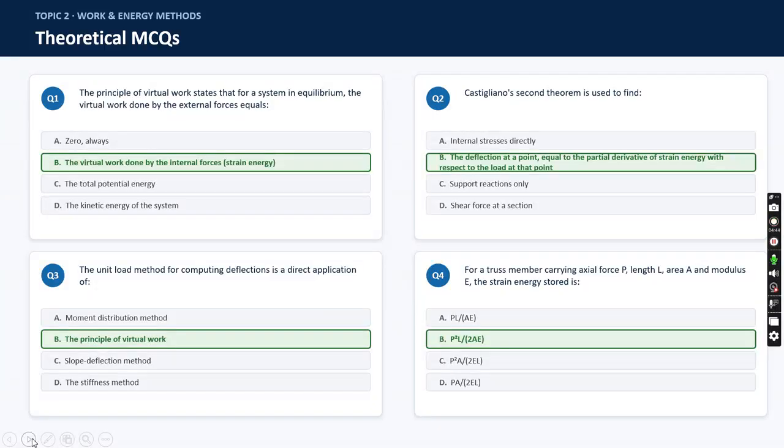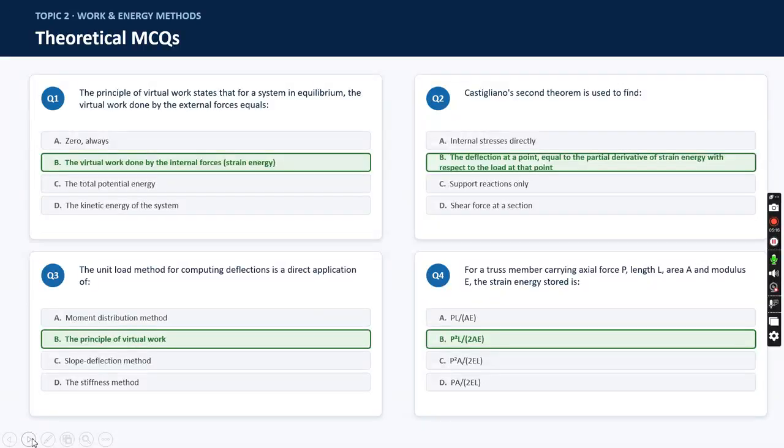Castigliano's second theorem is used to find the deflection at a point, equal to the partial derivative of strain energy with respect to the load at that point. Option B is the correct answer. The unit load method for computing deflection is a direct application of the principle of virtual work. Option B is the right answer. For a truss member carrying axial force P, length L, area A, and modulus E, the strain energy stored is P square L by 2AE.